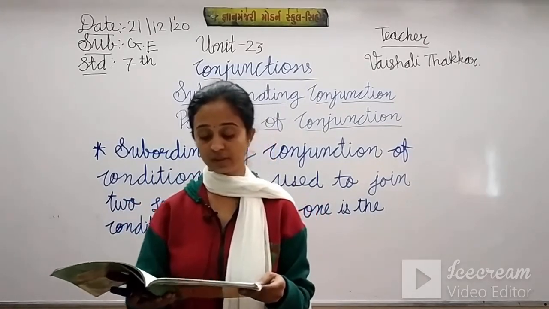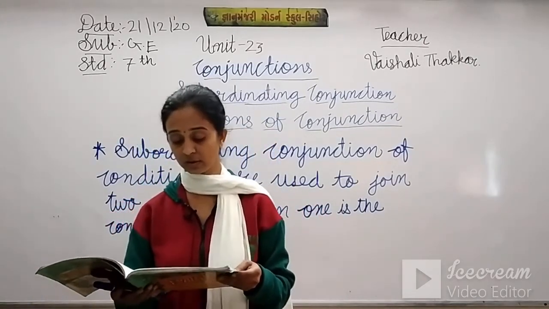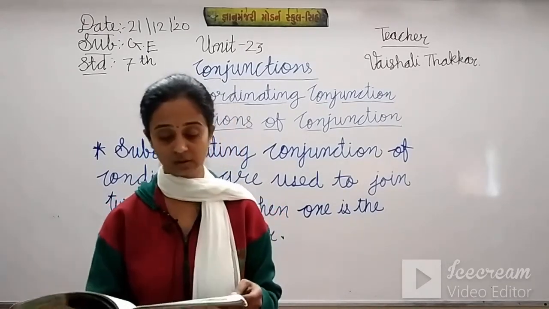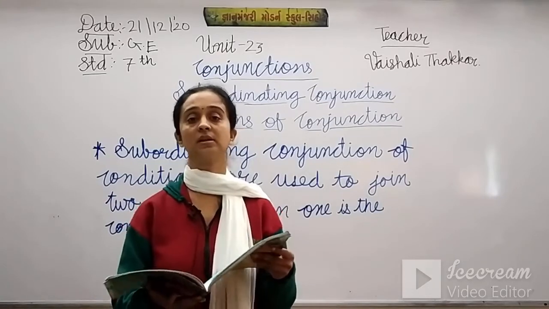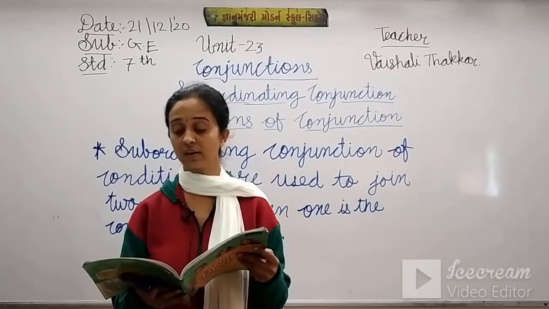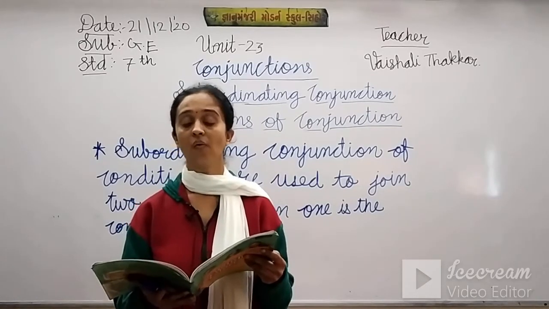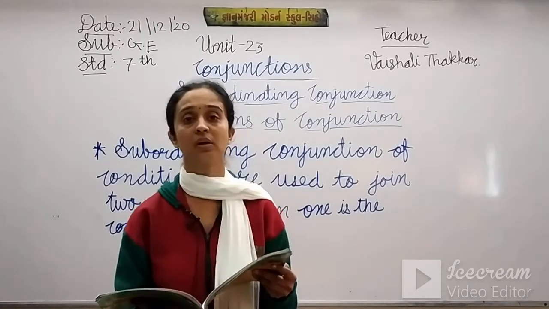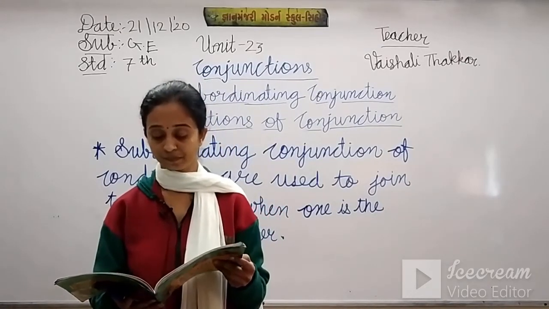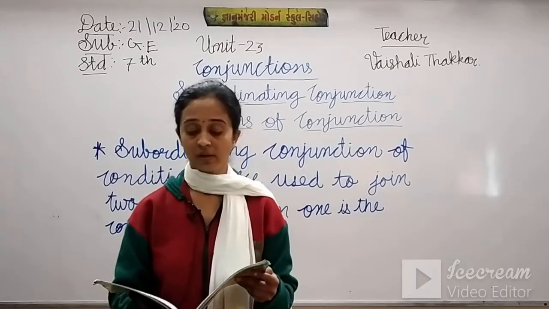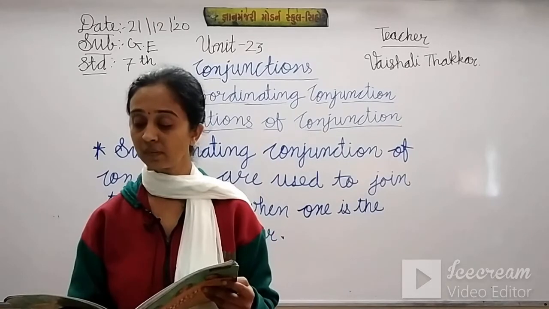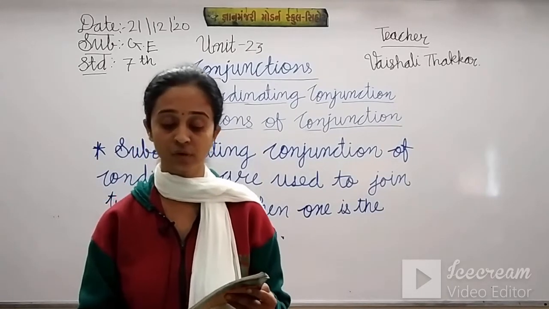Subordinating conjunction of result are used to join two sentences in which one sentence is the result of the other. And subordinating conjunction of condition are used to join two sentences when one is the condition for the other. So children, we complete till here.